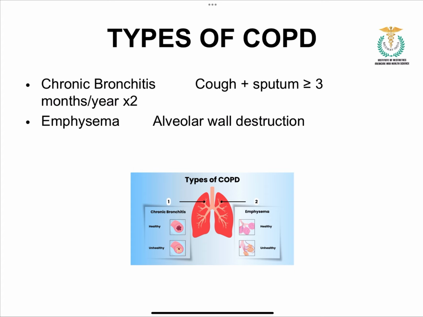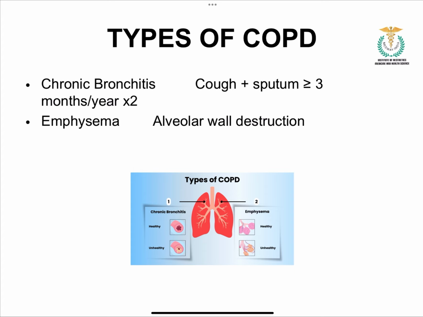The next one is emphysema. So emphysema, as I've mentioned before, is the destruction of alveolar walls. Because of that, there will be impaired gas exchange, leading to hyperinflation and air trapping. So these are the two types of COPD: emphysema and chronic bronchitis. Patients who are diagnosed with COPD usually have features of both conditions, but one condition may be predominant.